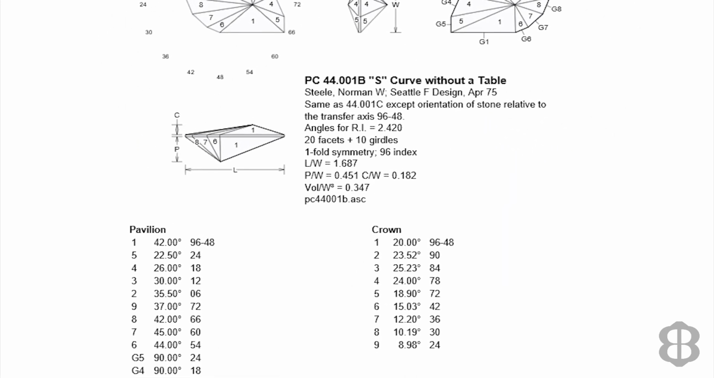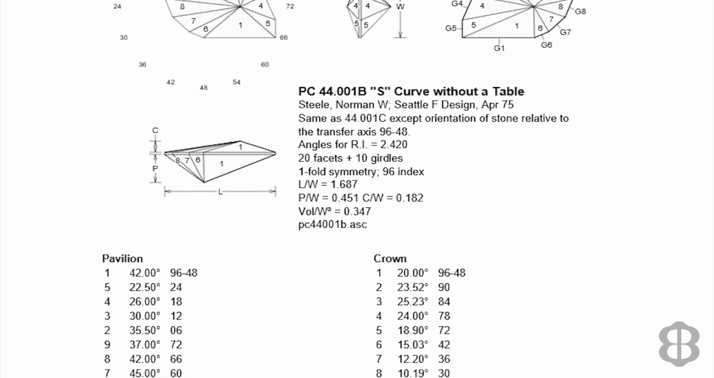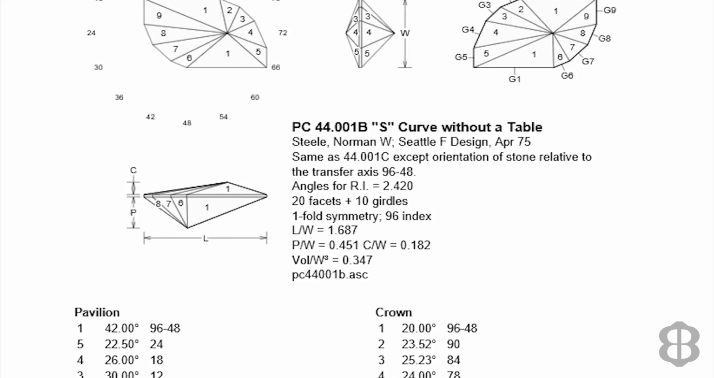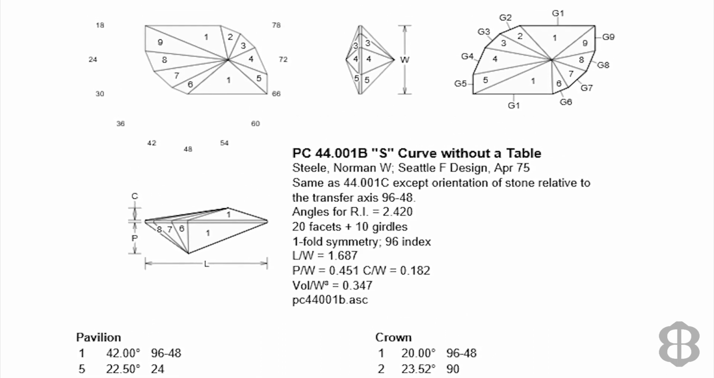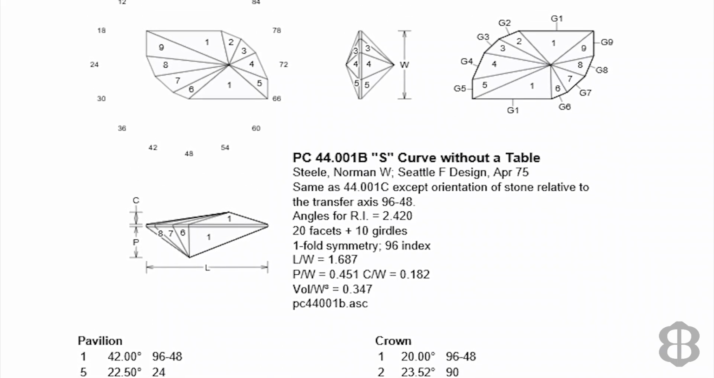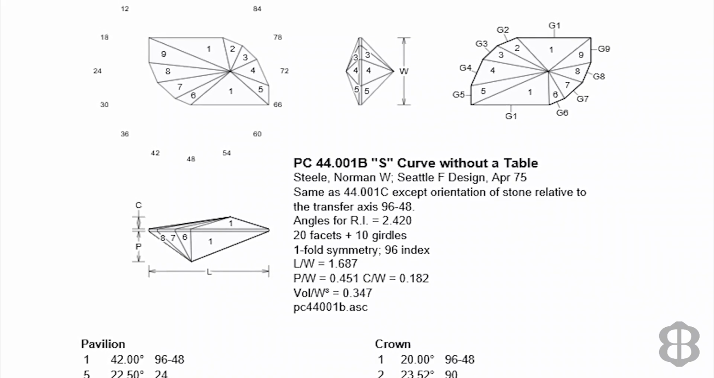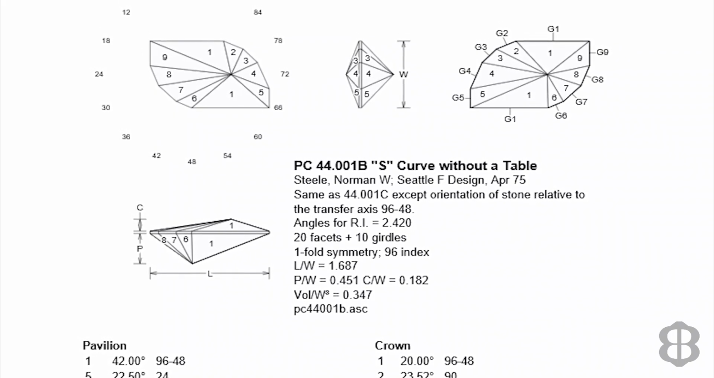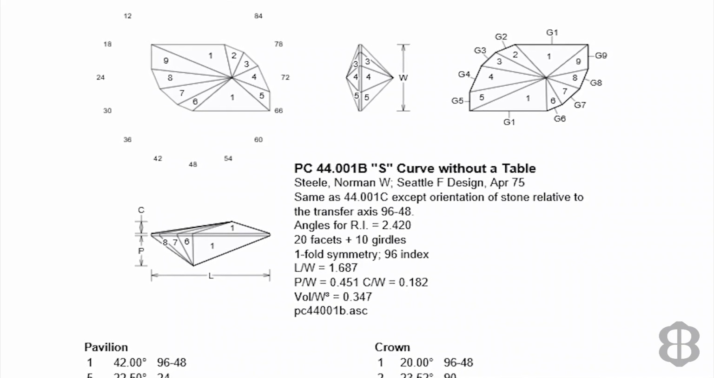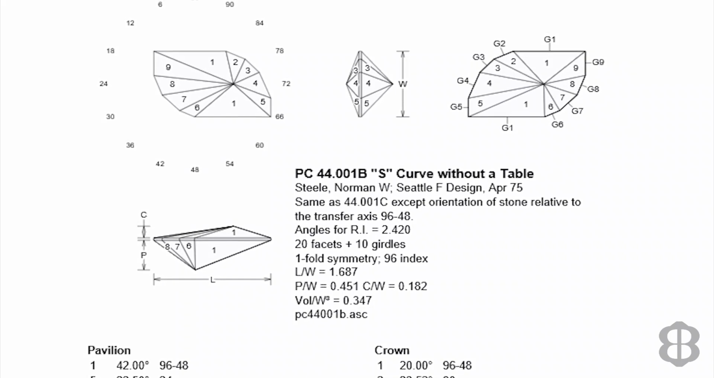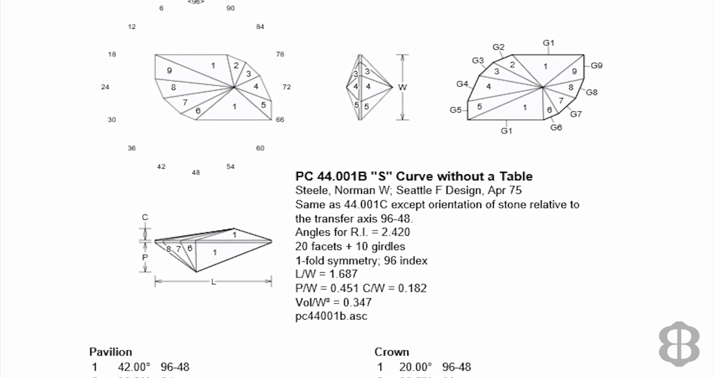Now let me show you an example of a stone that has no mirror and 1-fold symmetry. This gem cutting design by another famous gem cut designer, Norman Steele, was published in April of 1975. I believe in the Seattle Faceters Guild newsletter, but I may be mistaken. Anyway, as you can see, almost each facet has its own unique protractor degree setting for each index gear tooth. This may help you understand symmetry.